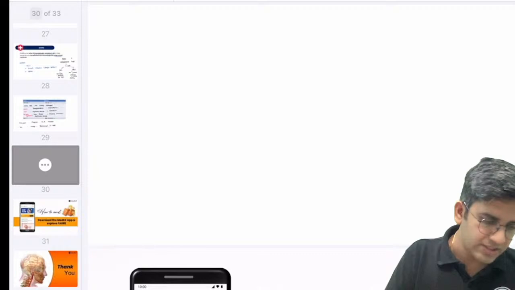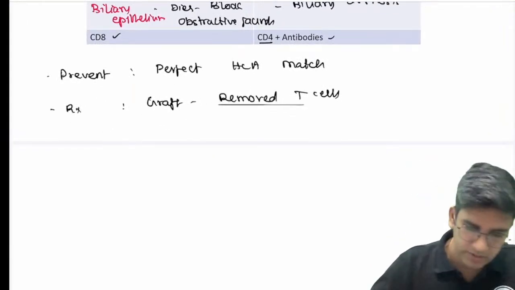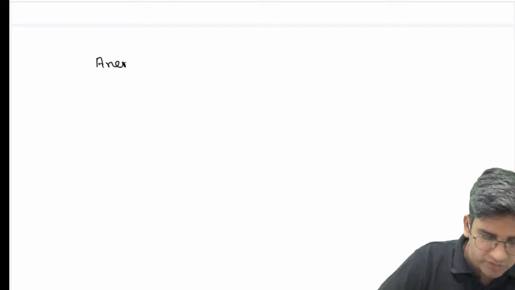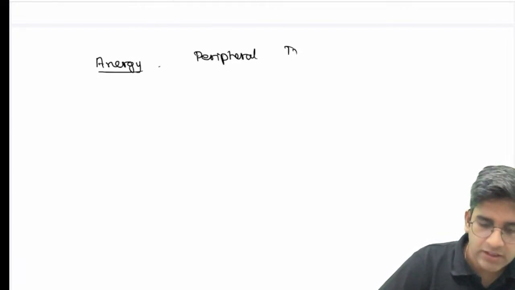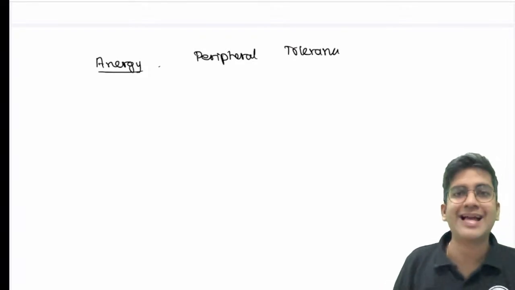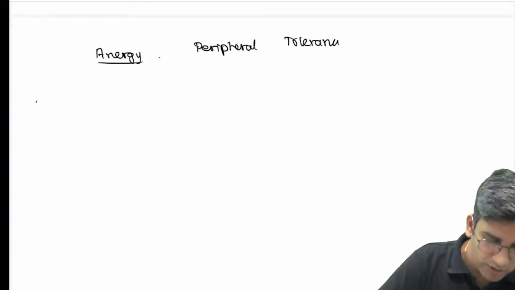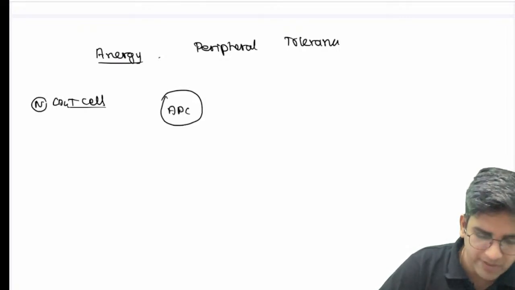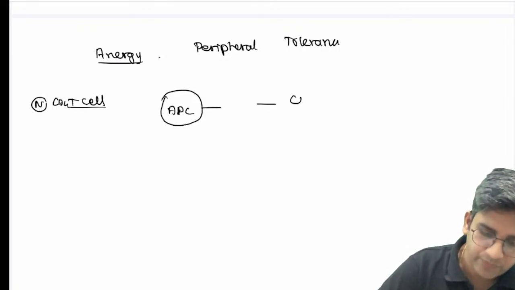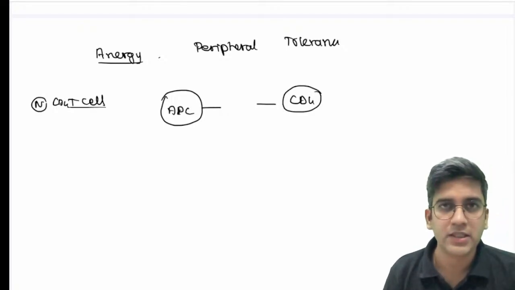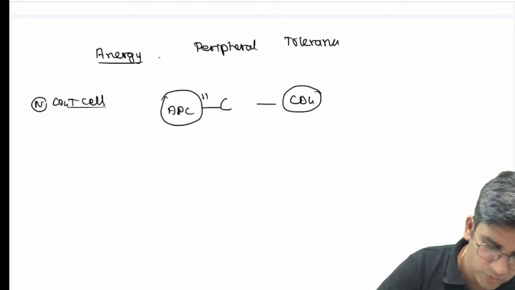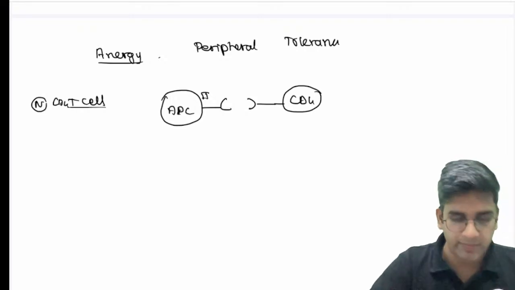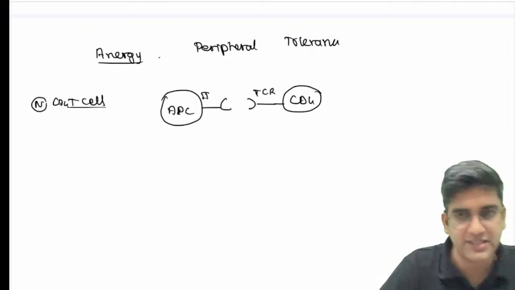Okay, see, anergy is a method of tolerance. That's all. Fine. So anergy is a method of peripheral tolerance. Tolerance means the mechanism by which my body will stop reacting to my self antigen. That is tolerance, right? So a normal T lymphocyte, how will it act, especially CD4 T lymphocytes? CD4 binds to MHC2. They'll bind to MHC2, and CD4 always binds to MHC2 by the T cell receptor. TCR is T cell receptor, right?